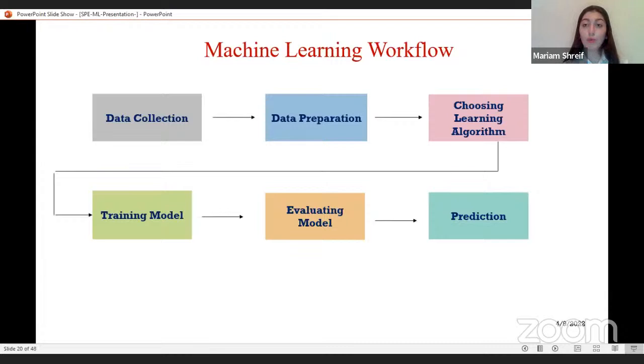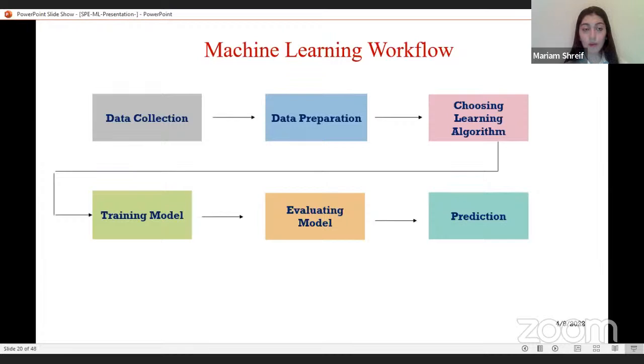Afterwards, we need to choose the right learning algorithm depending on the problem we need to solve and based also on the data we have. For example, if the data is labeled and the problem is to classify, we need to use one of the classification algorithms. If the problem is to perform regression, and the data is also labeled, we need to use one of the regression models or algorithms.